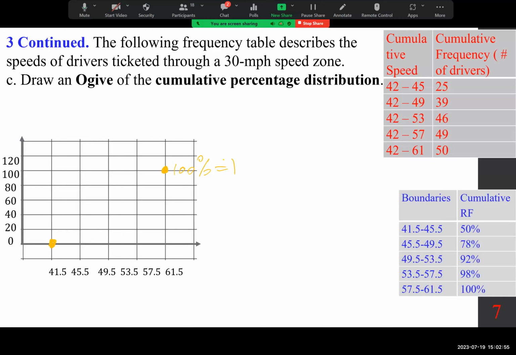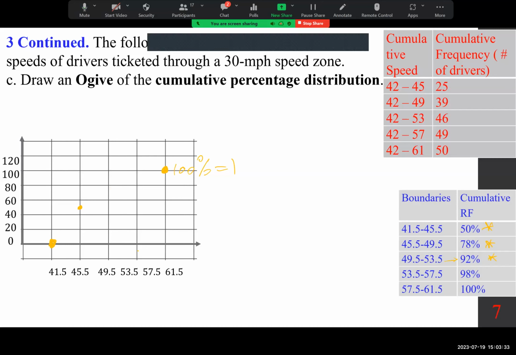The next one, this is 50%, so it corresponds to 45.5. So 45.5, 50%. 49.5, 78%. Roughly, may not be exact. For the 53.5 now, 53.5, 92%.